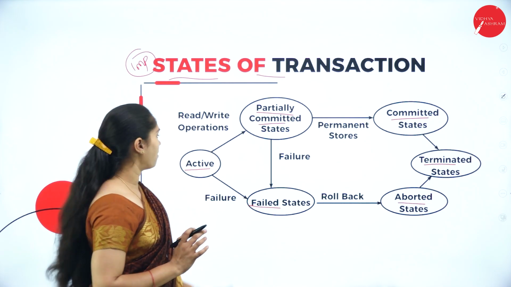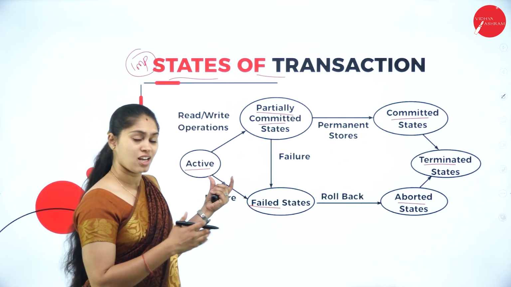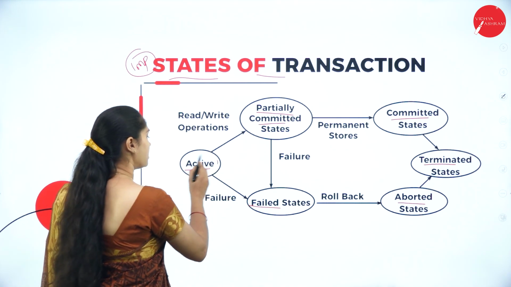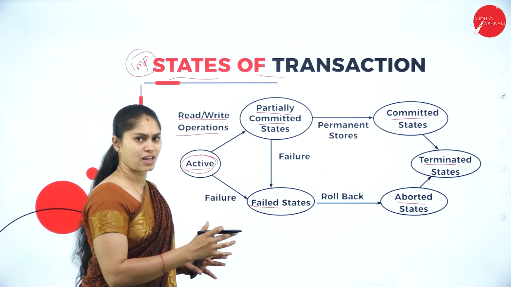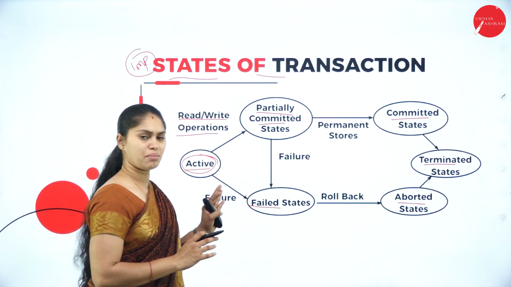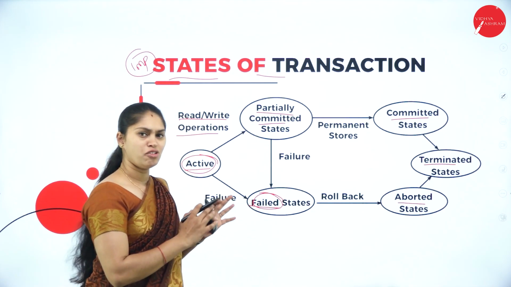Already you know, we have read and write operations. The active state is the state where the execution has started. That means we are activating the transaction, which may include read or write operations. Whenever it is active, it can become a failure state. That means if it is not taking place properly, then we will end up in a failed state.